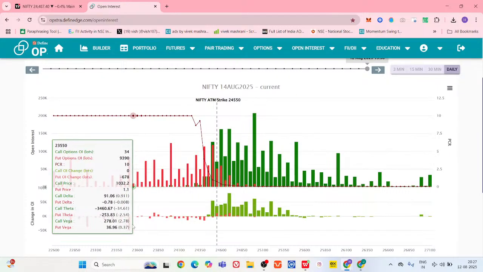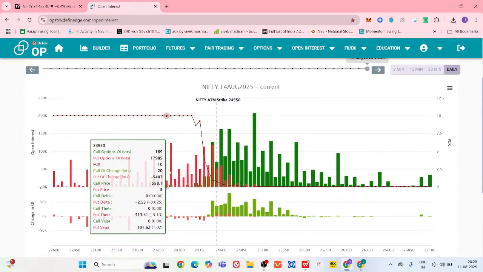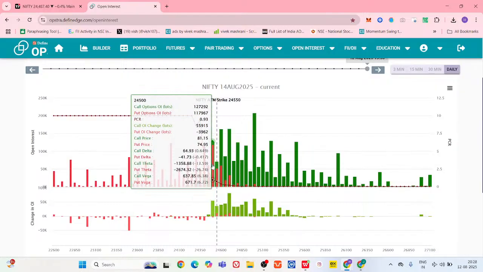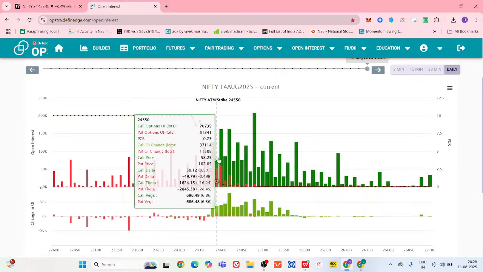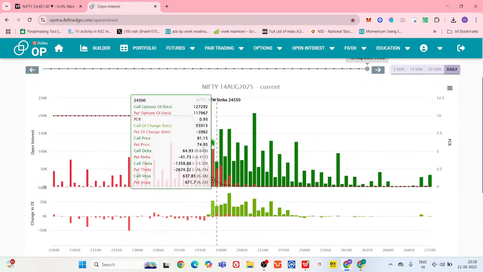And if you see, a lot of puts have actually exited, because of panic. In fact, they would have booked profit. The faraway puts have exited. There is high open interest at 24,500, which side? Call side. And a little bit at 24,550. See the confidence they have.